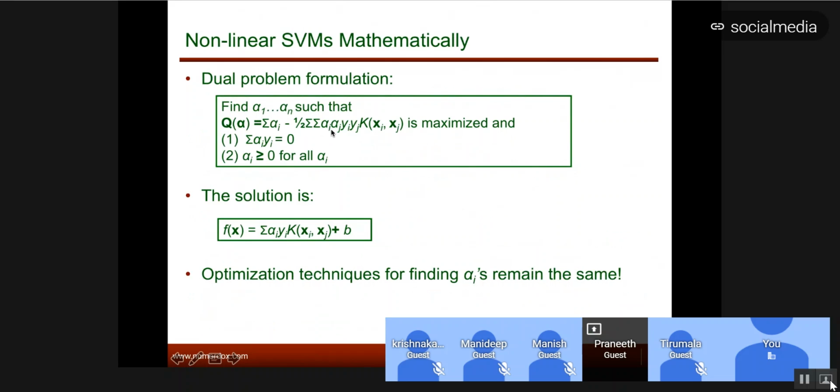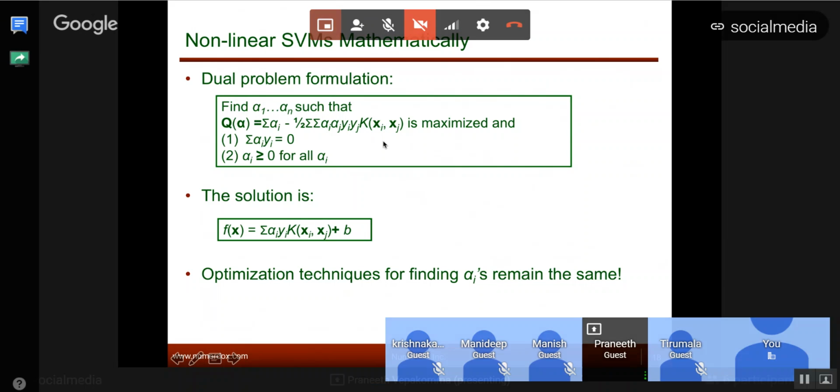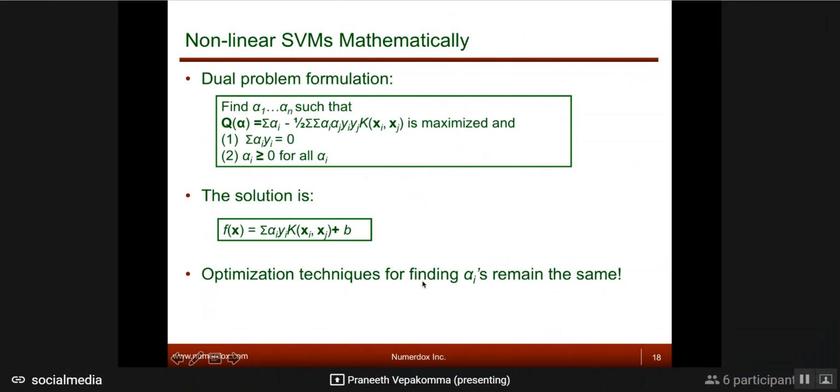So your solution becomes like this in nonlinear SVM. You have a k of xi xj here, which is decided by your choice of gamma or sigma in these slides. Now everything else stays the same. Use the same optimization technique for finding alphas, which decide your hyperplane.